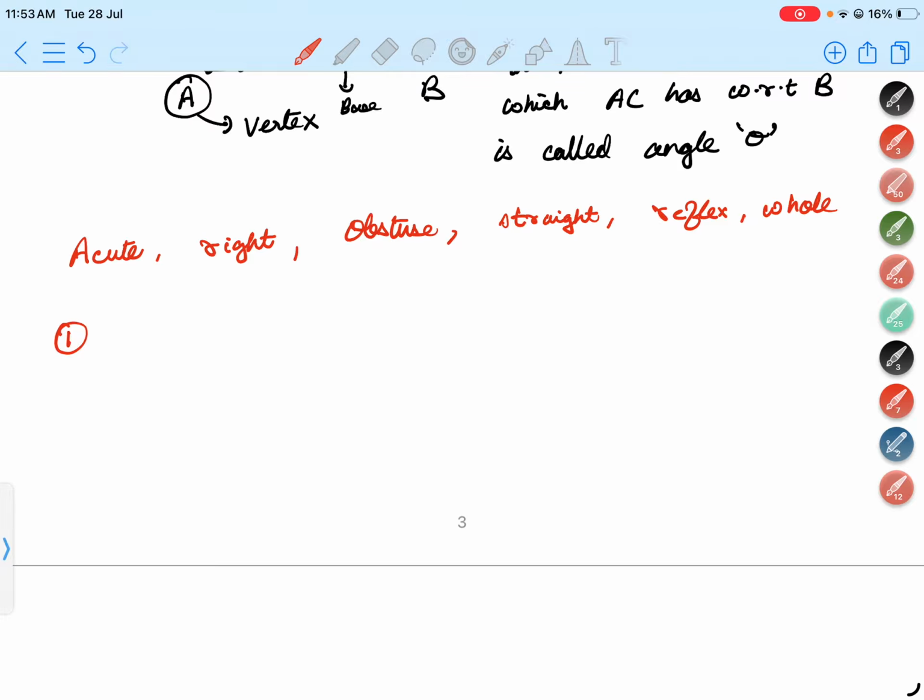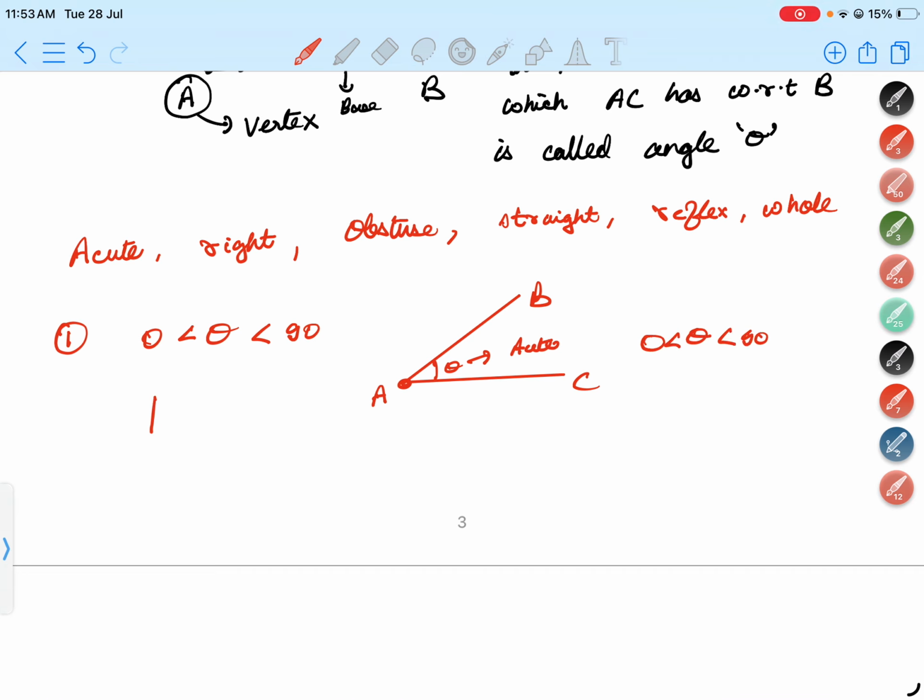Acute angle means angle theta which lies between 0 and 90. That is, let me say that this is a line segment AB and this is another line segment from the same vertex A to C. Then this theta is known as an acute angle if this theta lies between 0 and 90 degrees.